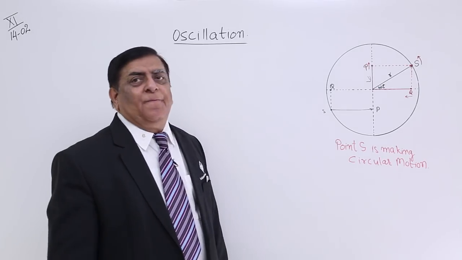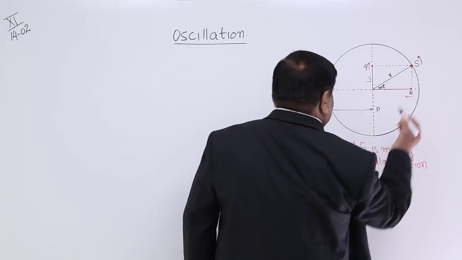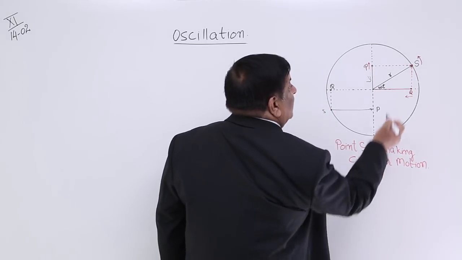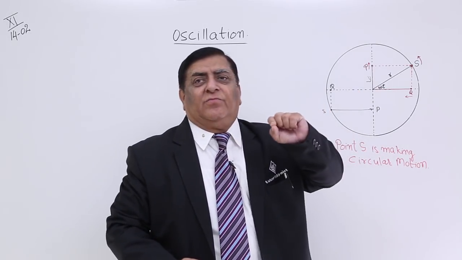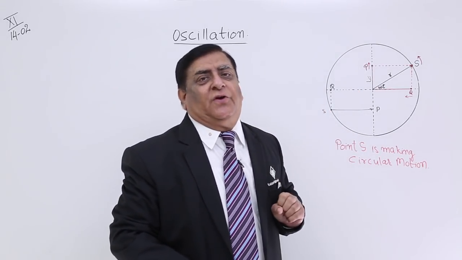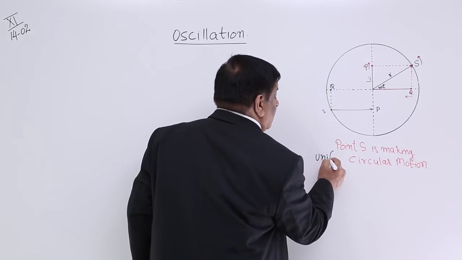We are discussing simple harmonic motion. Here is a particle S, point S. This is making a circular motion. We can specify that this circular motion is a uniform circular motion. How is a motion uniform?